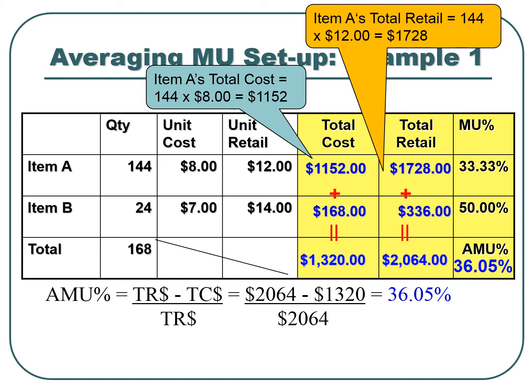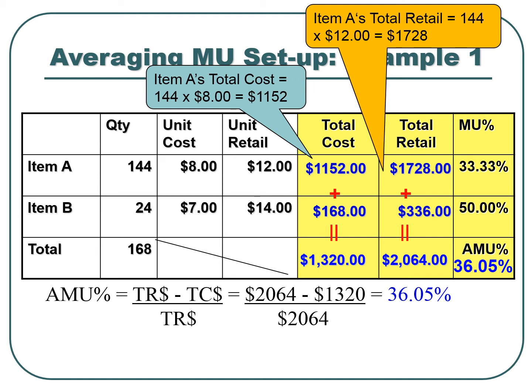Now we have the total retail and total cost for the total merchandise, from which we can easily calculate the markup percent for total, which is what we call AMU percent, right? So total retail minus total cost over total retail would be the AMU percent. In this case, 2,064 minus 1,320 over 2,064 equals 36.05%, and that will be the AMU percent.